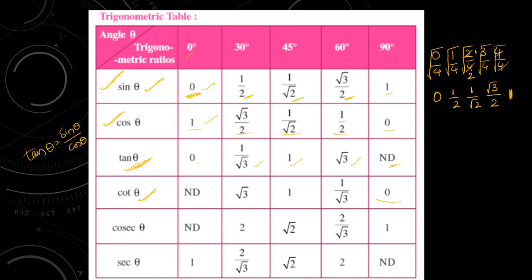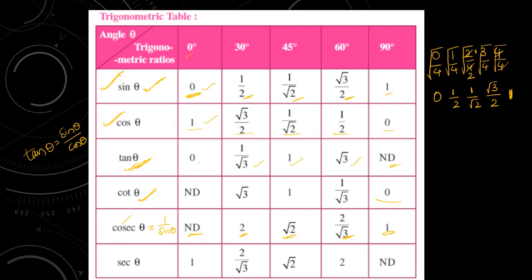Next, moving on to cosecant theta. Cosecant theta is the reciprocal of sin theta, so cosecant theta is equal to 1 by sin theta. Simply reciprocate the first line values. 1 by 0 is not defined. Reciprocating 1 by 2, we get 2 by 1, which is 2. Reciprocating 1 by root 2, reciprocating means writing upside down, so I get root 2. Root 3 by 2, if you reciprocate, we get 2 by root 3. Reciprocal of 1 is 1 itself.